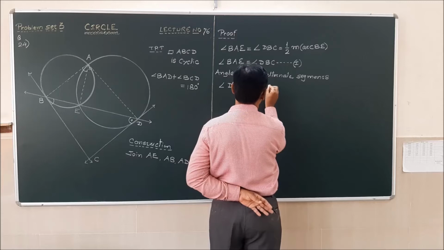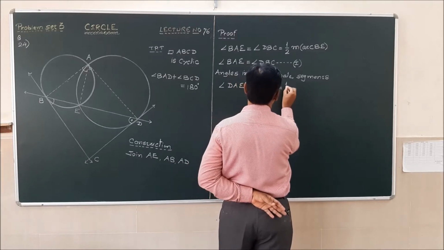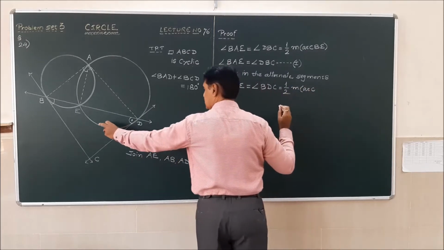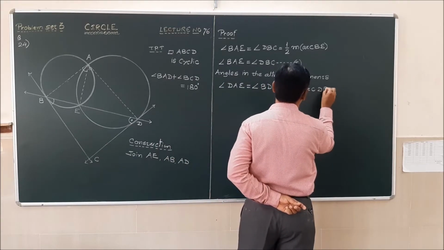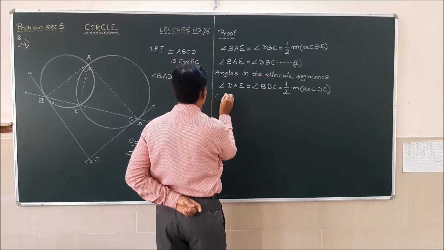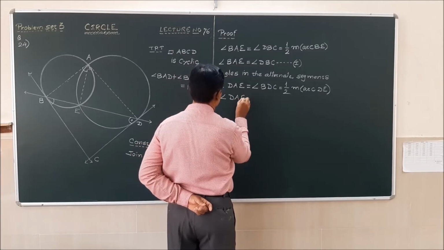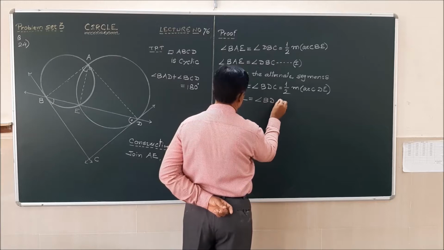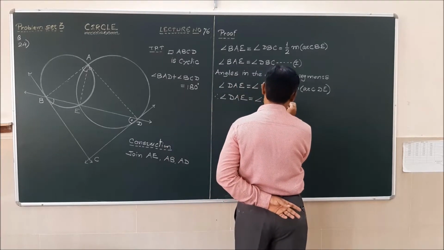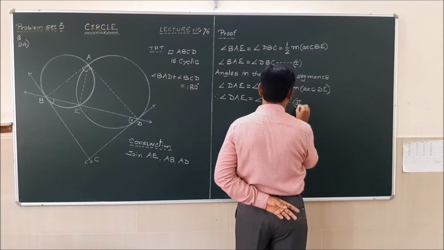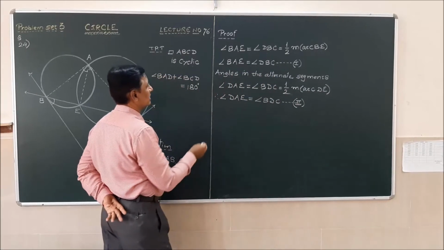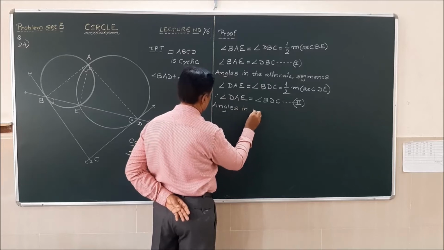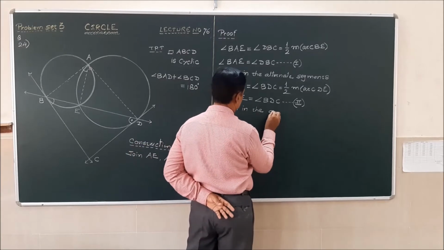So again I am going to write the same thing: angle DAE is equal to angle BDC, which is equal to half of arc DE. Therefore, angle DAE is equal to angle BDC. The reason is the same: angles in the alternate segment. Label it as 2.